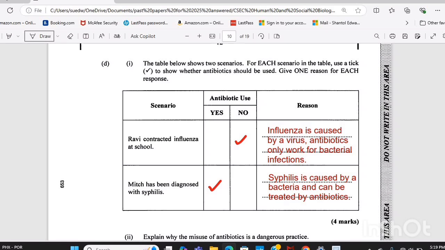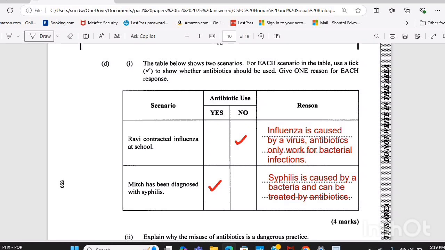Now, it says in the scenario, right, before you look at the answers, it says in the scenario, Ravi contracted influenza at school. Should antibiotic be used? The answer would be no. The reason is influenza is caused by a virus. Antibiotics only work for bacterial infection. Hence the word antibiotic. The biotic part of the word means bio, which means life, or in this case bacteria. Anti means against, so this is being used against bacterial infections. And influenza, the flu, is caused by a virus, so antibiotics would not work.